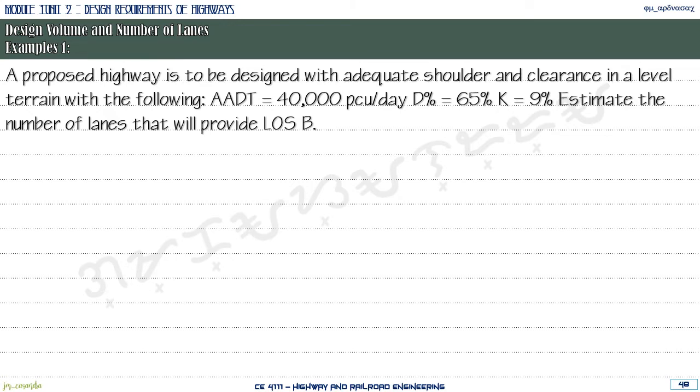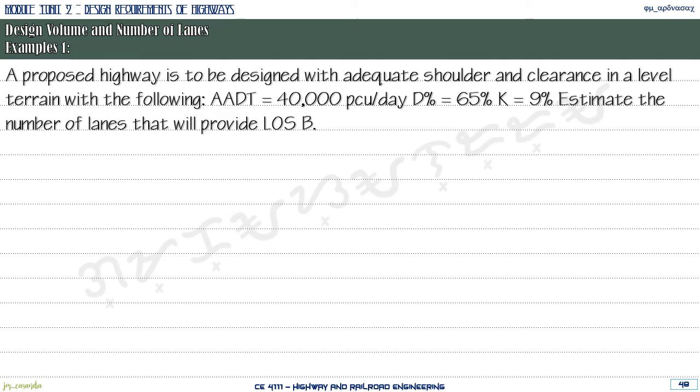So let's see. A proposed highway is to be designed with adequate shoulder and clearance in a level terrain with the following properties. So AEDT is 40,000 PCU per day. We have your directional distribution at 65%. And your K is equal now to 9%. Now estimate the number of lanes that will provide LOS B.